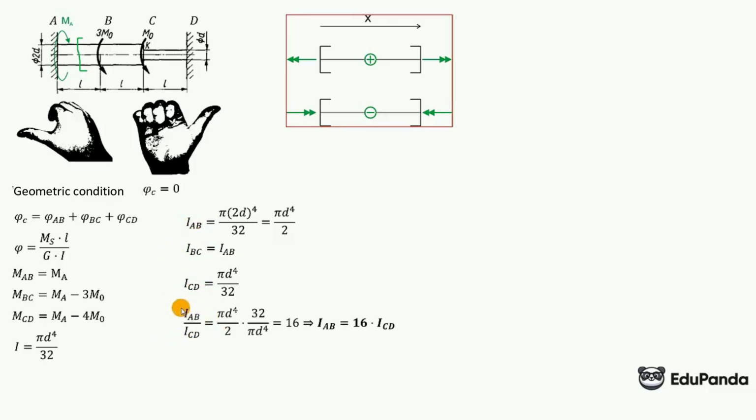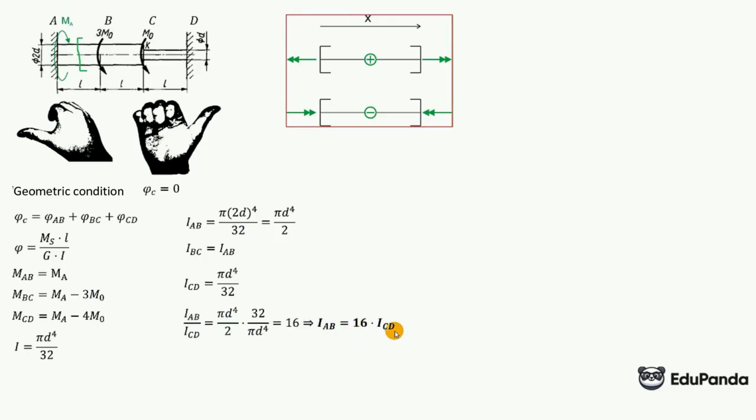I did AB to CD, meaning the moment of inertia for AB is pi d to the 4th over 2. We divide it by the moment of inertia for CD, and we will see what the ratio of these two moments of inertia is. Dividing by a fraction means multiplying by its reciprocal, meaning pi d to the fourth cancels out and we get a neat 16. By multiplying by the moment of inertia for CD, it follows that the moment of inertia for AB is equal to 16 times the moment of inertia for CD.